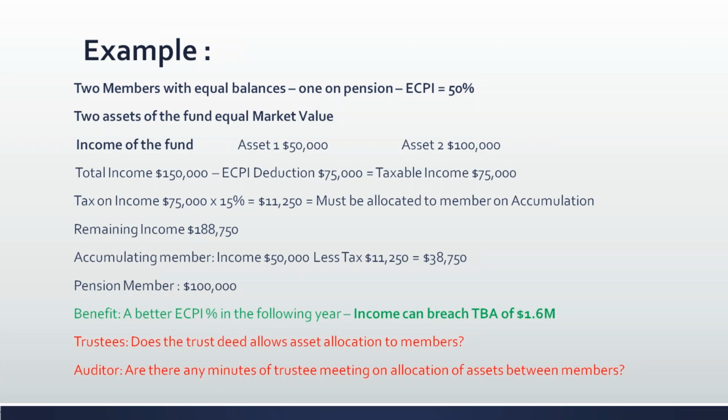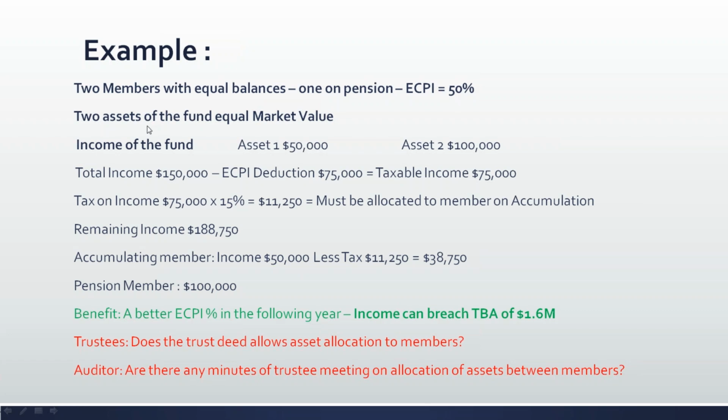Now, some of you may not know, because you are in accumulation phase and have never dealt with exempt current pension income. It is that part of income which is exempt from tax. So let's go into the example. There are two members with equal balances, and one is on pension, one is not. Because the balances are equal, 50% of the income is exempt.